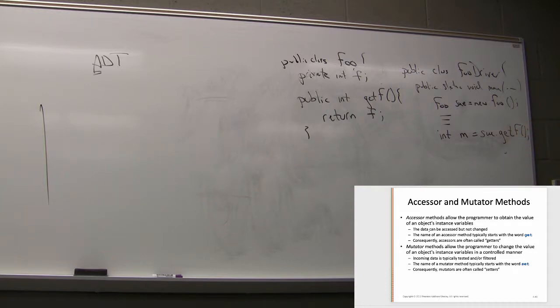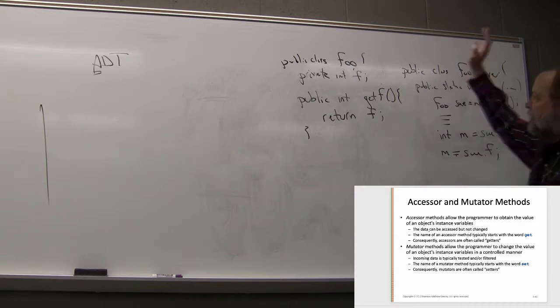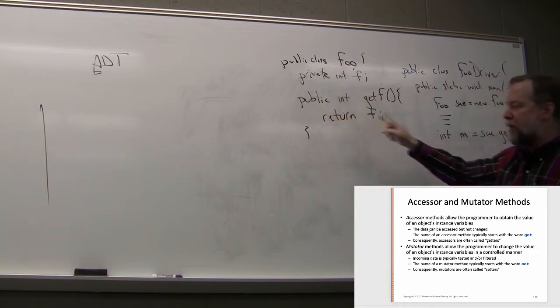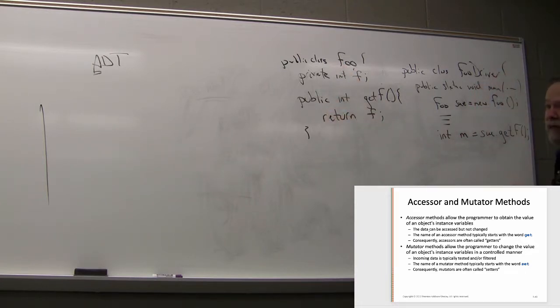Like that. All right? Remember again, if I tried to just say m gets Sue.f, like that, that won't compile. Because F is private. This particular method, main, is a method of the foo driver class, not of the foo class. So I can't call that. So that won't work. But this will work. Because now I'm calling getF, and getF is a public method of the foo class, so anybody can call it, including methods of the foo driver class.